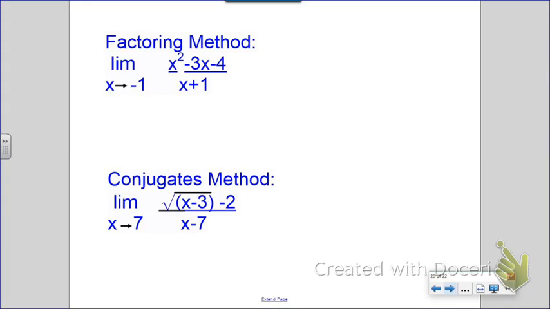If when you plug in the number, it initially doesn't work, but graphically it looks like it might work, we can use two different methods to help us figure out our answer. The first is factoring. Check to see if the numerator factors in this problem.